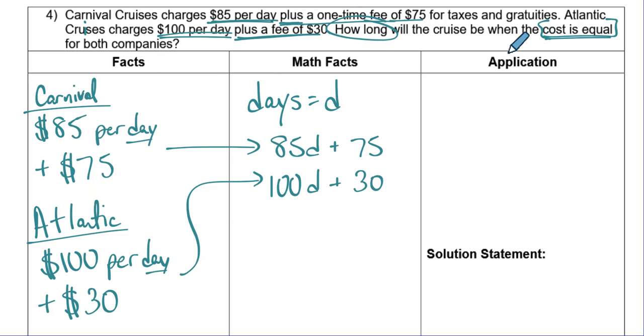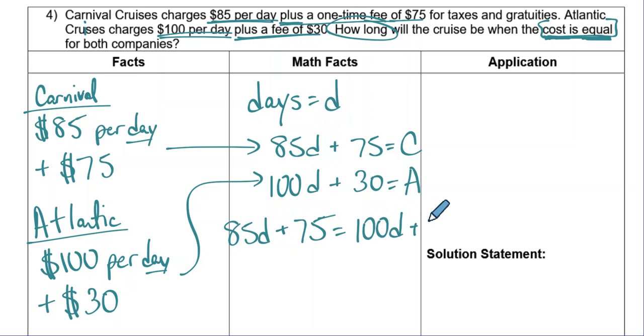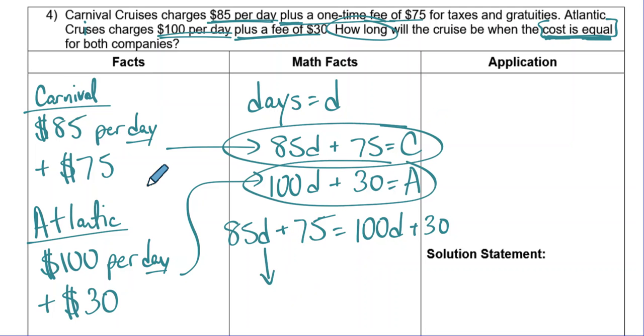What I'm really asking is, when will these two be equal? When is the cost of this Carnival equal to the cost of that Atlantic? So actually, that tells me everything that I need to know. I want to know when this equals that. How many days, or what is the value of D here that would make those two things equal to each other? So if I solve this equation, it really will tell me exactly the number of days that it'll take, the number that it takes to make these two equal to each other.